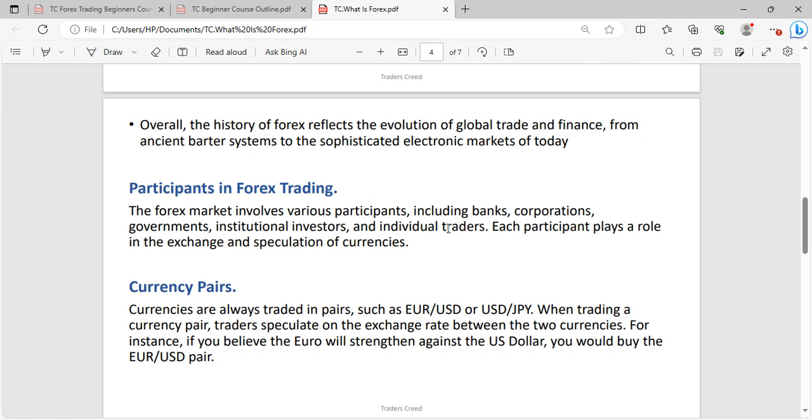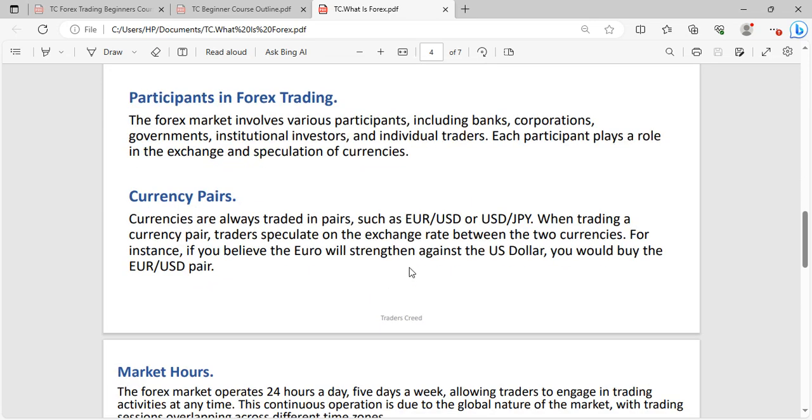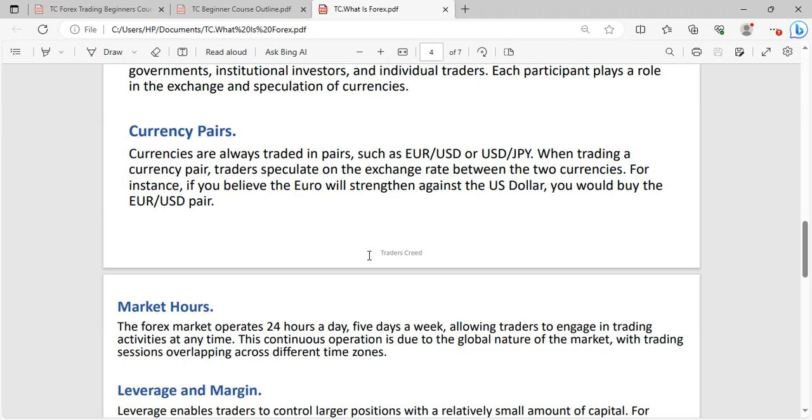So who are the people participating in this forex market? We have the banks, corporate governments, institutional investors, and individual traders like you and I. So what do we trade? We trade the currency pairs, like I've stated before, and the currency pairs are also divided into major and minor currency pairs. GBP, USD, and so on, all fall under the major currency pairs.